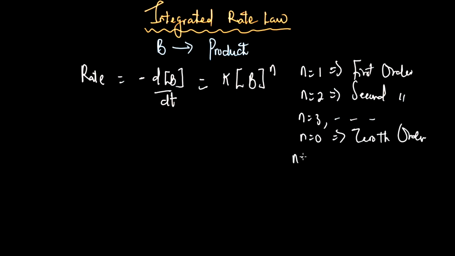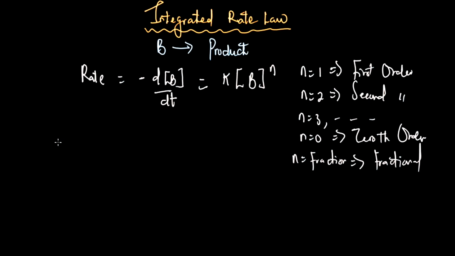So n can also be a fraction, and that's fractional order. n can be positive, and it can also be a negative integer. So now let's talk about the first order reaction.